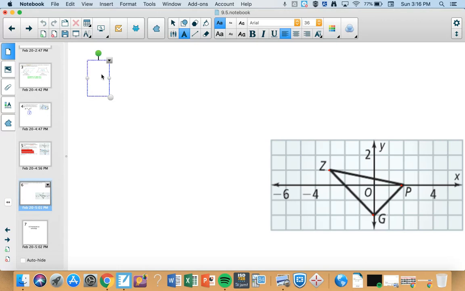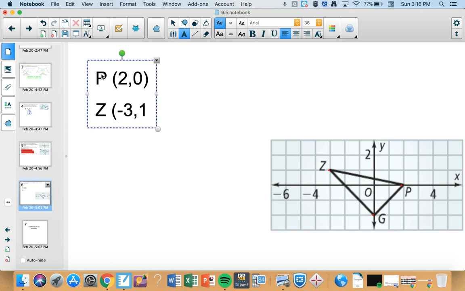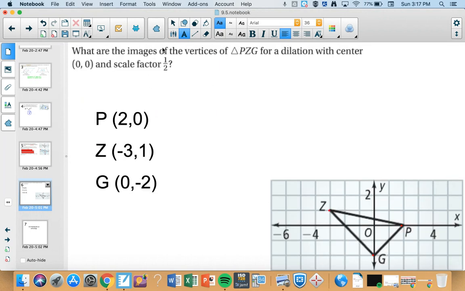And so now if we look, P is at 2, 0. Z is at negative 3, 1. And G is at 0, negative 2. So what we need to do, just like we did on the problem before this one, instead of multiplying both x and y by 2, we're going to multiply them both by 1/2.